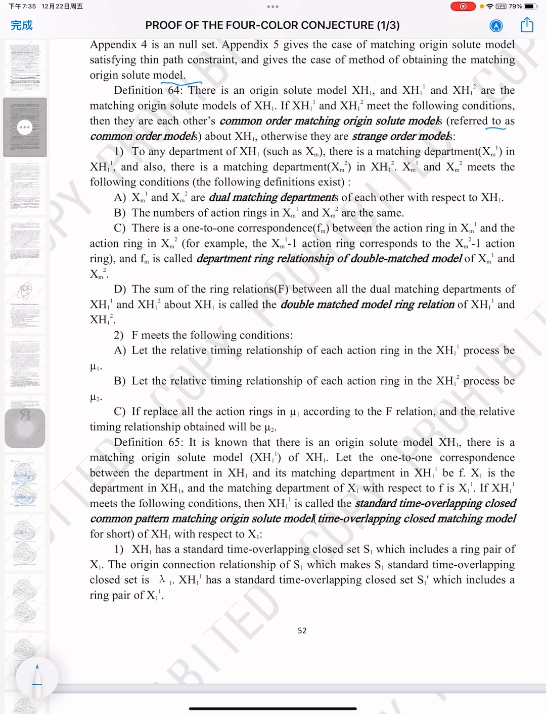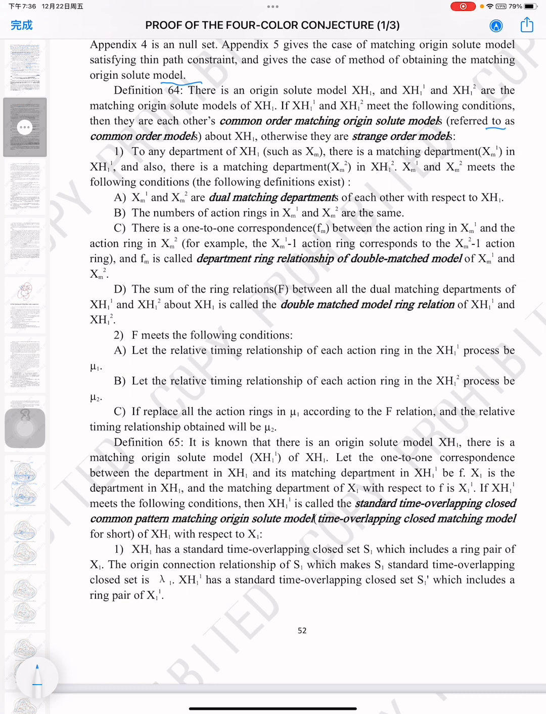1. To any department of XH1, such as XM, there is a matching department XM1 in XH11, and also there is a matching department XM2 in XH12. XM1 and XM2 meet the following conditions. A. XM1 and XM2 are dual matching departments of each other with respect to XH1. B. The numbers of action rings in XM1 and XM2 are the same.